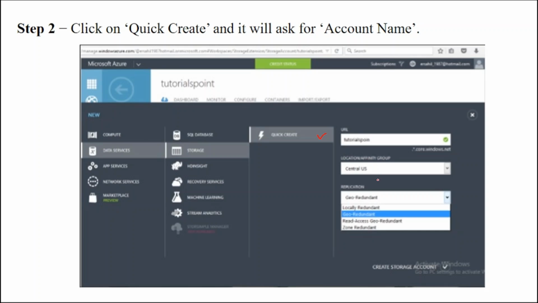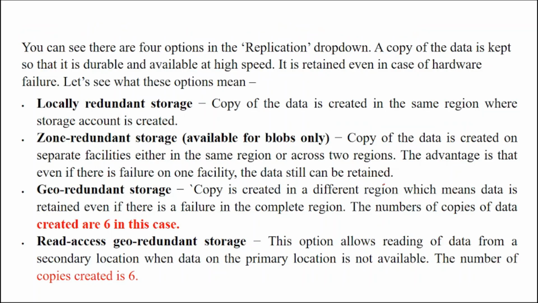After that, for whichever reason you want to create, you choose how many replicas you want to create, and where you want to create these replicas: inside the zone only, outside the zone, or in a different zone. You select that here. You can create locally redundant storage, where the copy of the data is created in the same region only. Remember, it is in the same region.